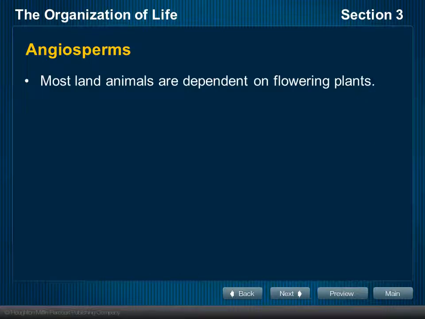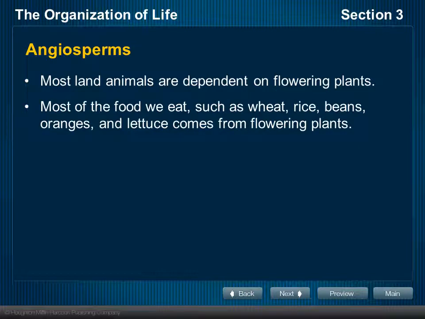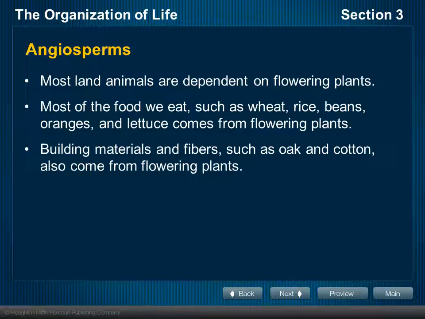And what we know in terms of ecology, and we'll start talking about this when we talk about food webs, is that most land animals are dependent on flowering plants. Most of the food we eat, wheat, rice, beans, oranges, lettuce, all come from flowering plants. So this process, even in terms of producing food for humans, is unbelievably important. Building materials and fibers, so oak and cotton, come from flowering plants.